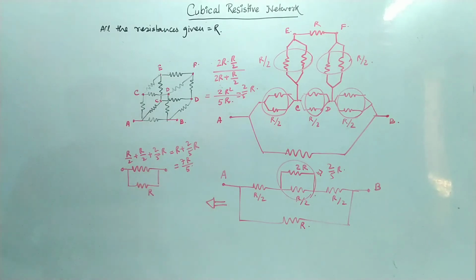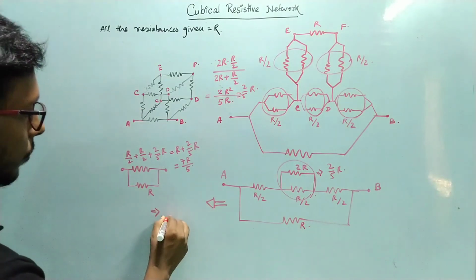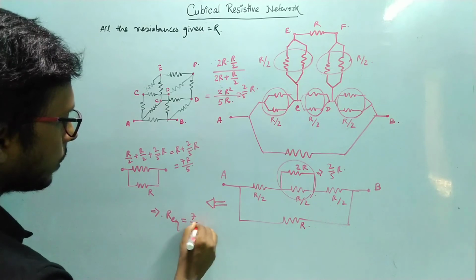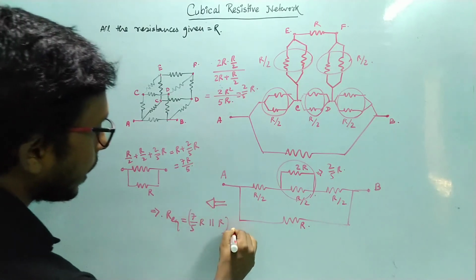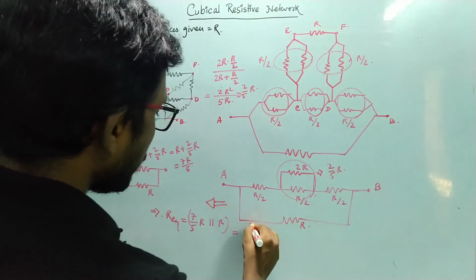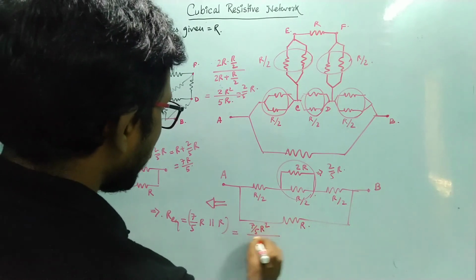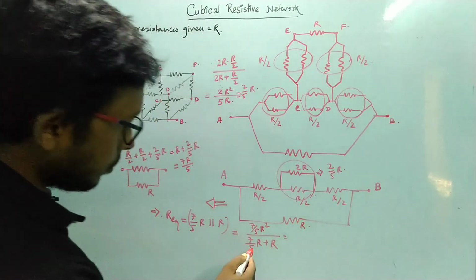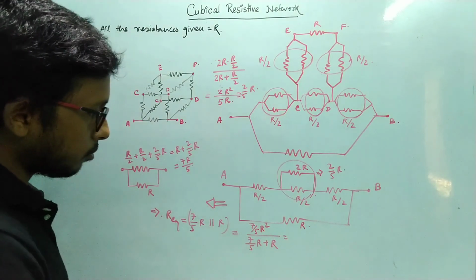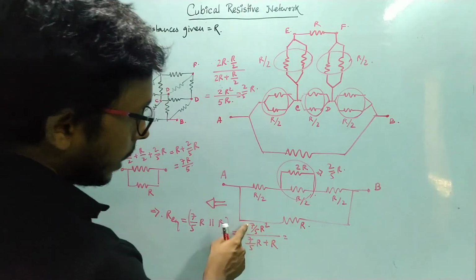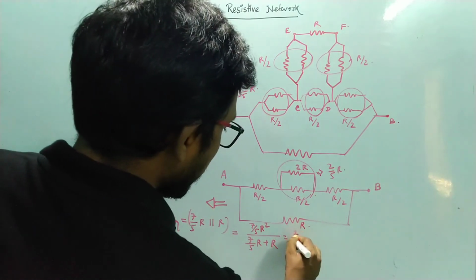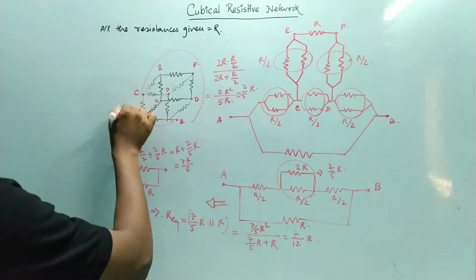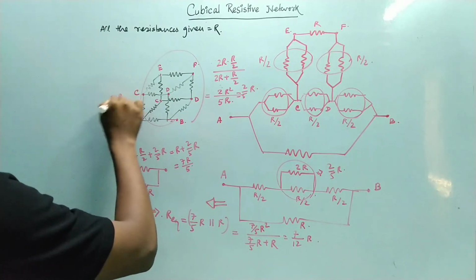with an R. So finally R equivalent is equal to 7 by 5 R in parallel with R, and that's equal to 7 by 5 R square by 7 by 5 R plus R. You can see 12 by 5 R in the denominator and 7 by 5 R square in the numerator, so I will get 7 by 12 R. So the equivalent resistance between this A and B is equal to 7R by 12.